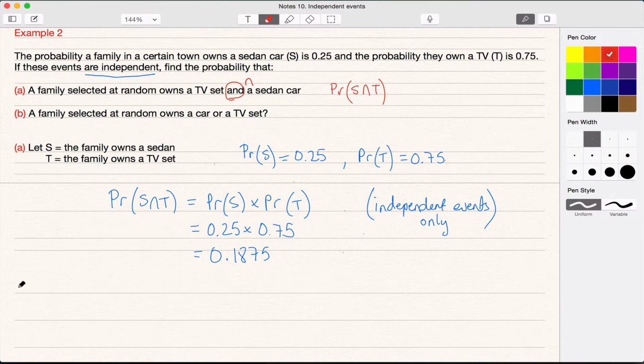Part B. The question is, what is the probability that a family selected at random owns a car or a TV set? So the most important word there is or, which means union. So we're looking for the probability of S union T.